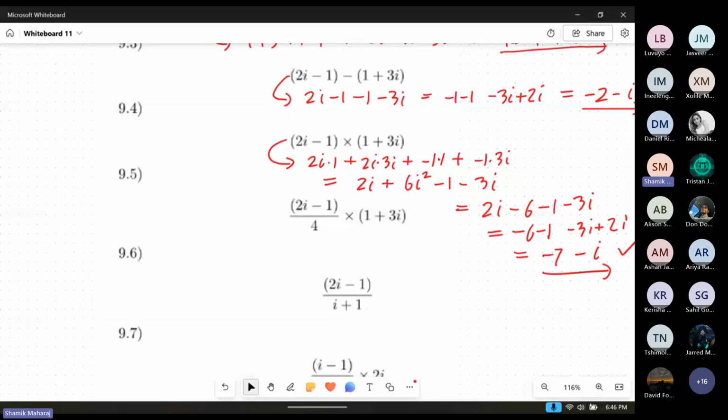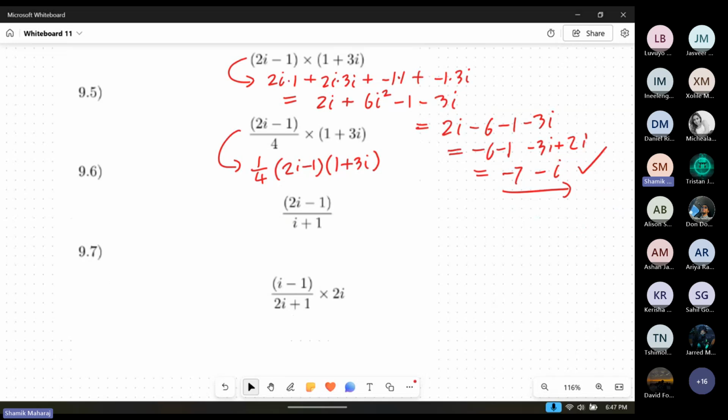Okay, 9.5 is a very similar thing, so I'm not going to do that. I'm just going to show you guys quickly what you should do. You can rewrite this as 1 over 4, bring the 4 out, and then it's just 2i minus 1 and 1 plus 3i. So bringing that 1 over 4 in front, just to show you guys it's the same thing as before, except now we've got a factor in front. So you multiply this out, you end up getting an answer. Whatever you get, then just divide every term by 4, and that's your final answer. Okay, I'm rushing that a bit because I want to get to the last two.